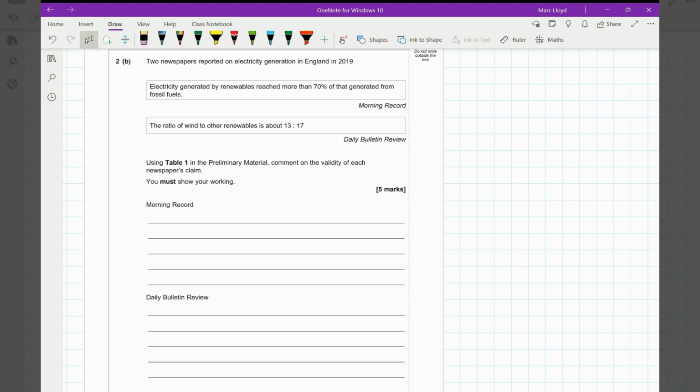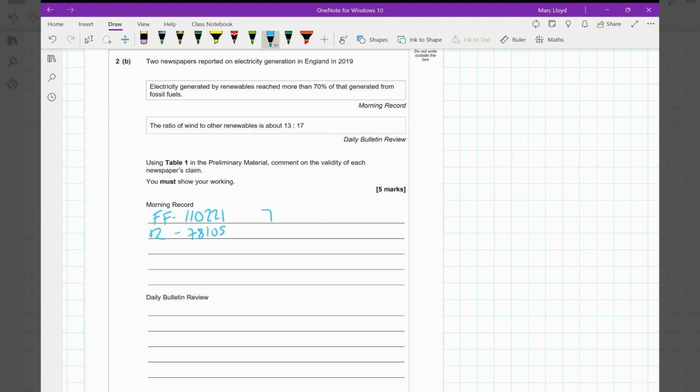2B. We've got the morning record suggesting that electricity generated by renewables reached more than 70% of that generated from fossil fuels. So we go into the table, into the preliminary material, and take those values from it. We've got fossil fuels, which were 110221, and we've got renewables, which was 78105.